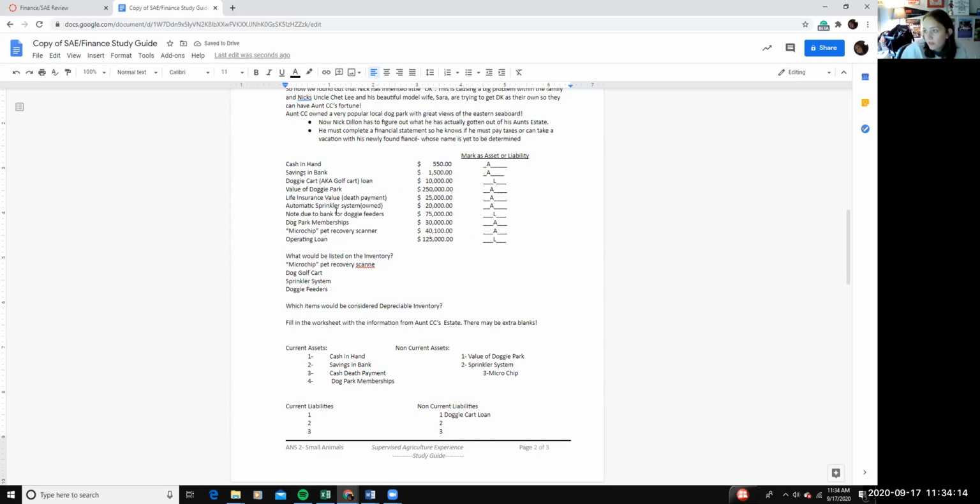Note due to the bank for doggy feeders, so since it says the note part, that means it would be the part that you're paying that year. So that would be current liability. And then your operating loan, it doesn't say that it's this year, so that would be a non-current. That's the total value of the loan.